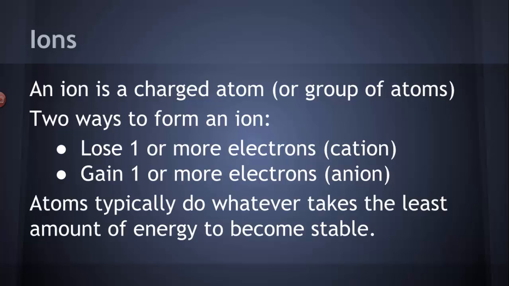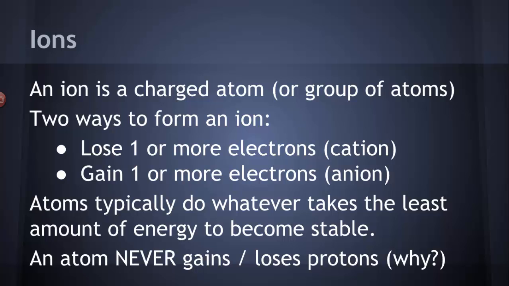Atoms will do whatever takes the least amount of energy, whichever is easiest. So if you have 2 valence electrons, you could either lose 2 or you could gain 6. Well, it's easier to lose the 2, and you'll be stable that way, so it'll lose 2. An atom never, ever, ever gains or loses protons.